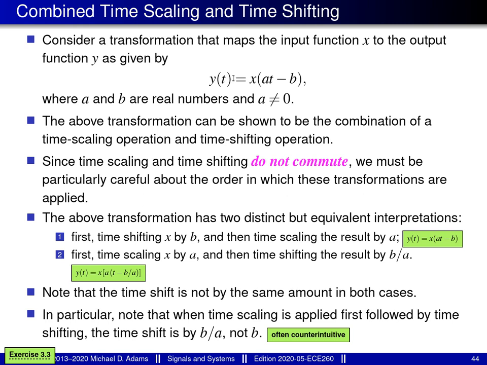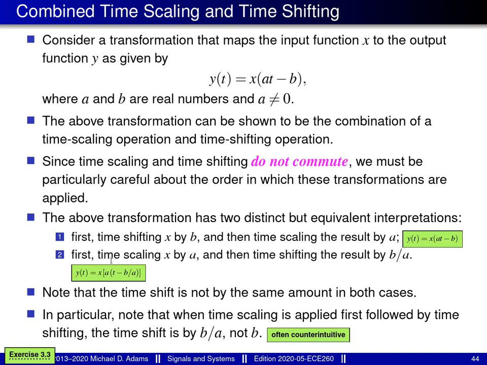So given that x and y, these two functions, are related by this equation here, how can we get from the function x to the function y? Suppose I gave you a graph of the function x and I asked you to find the function y, given that they were related by an equation that looks like this equation here. Well, there are two ways that we can go about doing this, both of which are equally valid mathematically. The first approach, which I've labeled by number 1 here, is that we can apply time shifting first. So we take our function x, we apply a time shift by b, and then we take the result we've just obtained and we time scale it by a factor of a.